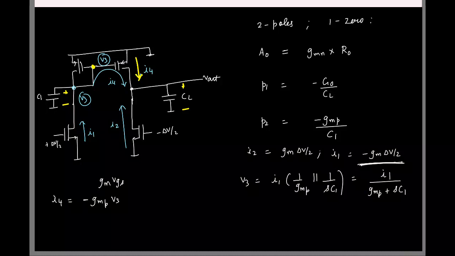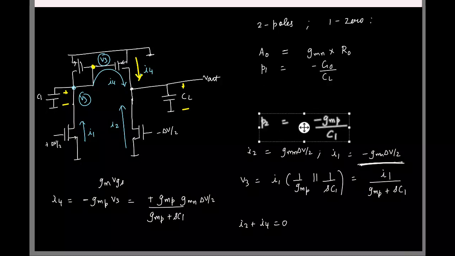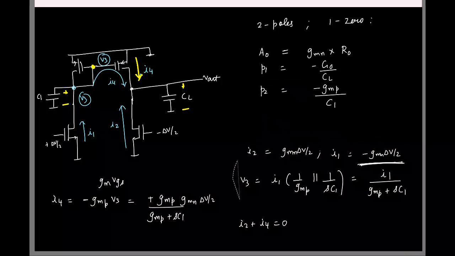Is that fine? So this is going to be minus GMP times I1, and I1 in turn is minus GM times delta V by 2. Everything is GM NMOS. So to find the 0, I'll just do I2 plus I4 is 0. So let me make some space. So please work out and tell me what is the 0 then.